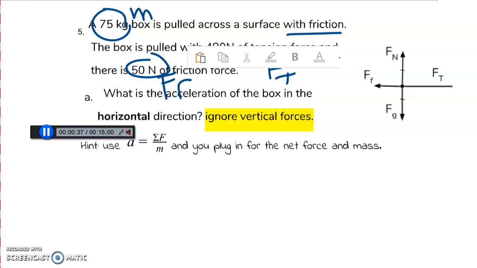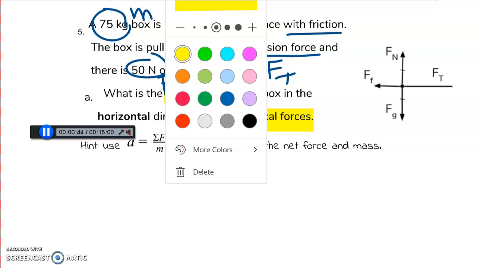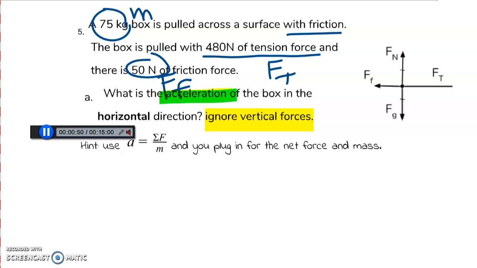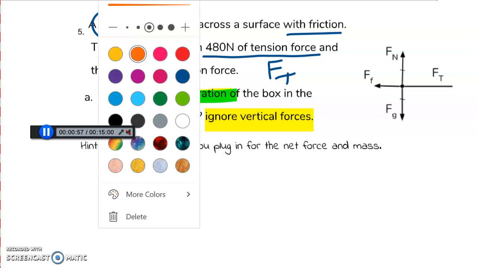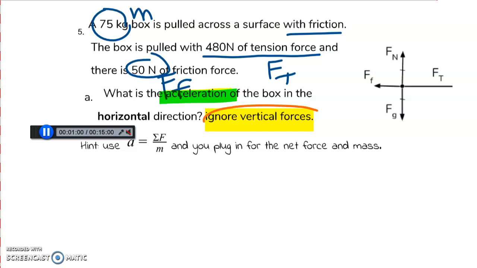And in the problem, I'm being asked to find the acceleration of the box, and I can ignore any forces in the vertical direction. The reason I am able to ignore vertical forces is because the only movement is along the horizontal direction. So we don't have to include vertical forces, because that's not the direction that the acceleration is happening in.